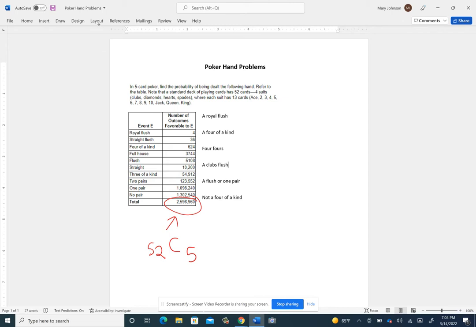So if you're being asked to get the probability of getting a royal flush, you go to the royal flush number and you see there's 4 possible royal flushes. That's one for each of the different suits is where that comes from. Out of the 2,598,960 possible hands. Now you would divide that.